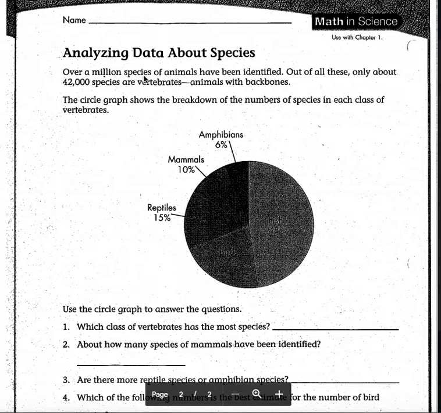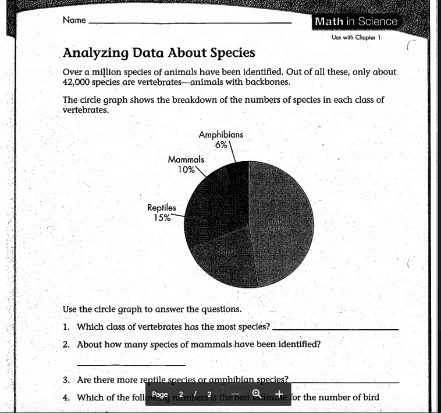It says over 1 million species of animals have been identified. Out of all these, only about 42,000 species are vertebrates. You already know that that means an animal with a backbone. The circle graph shows the breakdown of the numbers of species in each class of vertebrates. Here comes question number 1. Which class of vertebrate has the most species? In other words, which one takes up the biggest piece of that pie? And the answer you can see typed there is 48%, and that goes along with fish.